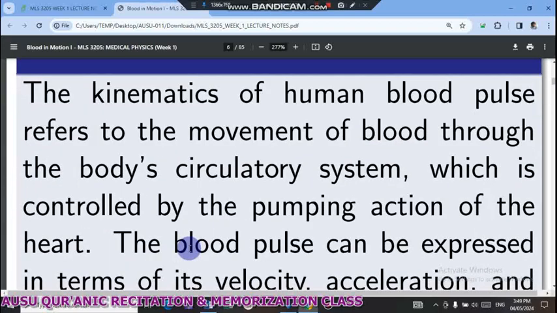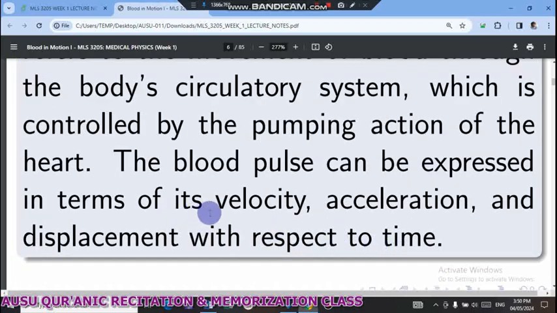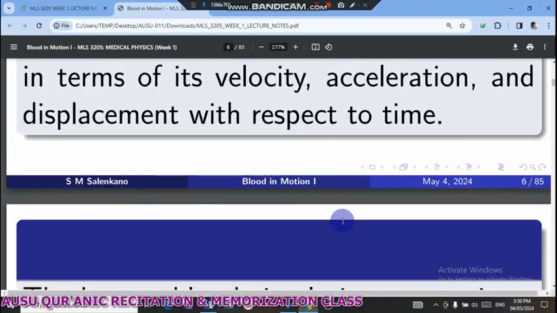Now we will be specific. They say the kinematics of human blood pulse refers to the movement of blood through the body's circulatory system, which is controlled by the pumping action of the heart. We know it is the heart that controls the circulatory system. It pumps the blood right there, and then the blood pulse can be expressed in terms of its velocity, acceleration and displacement with respect to time. When we get to problem solving, you will see exactly what this is all about.